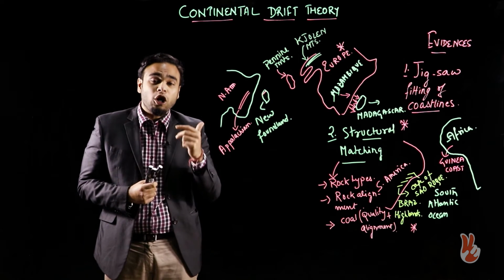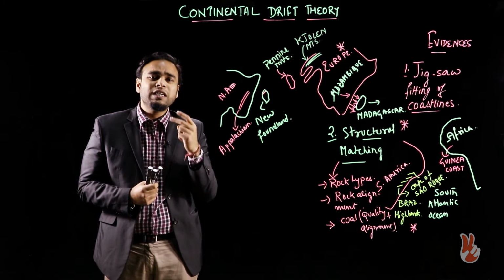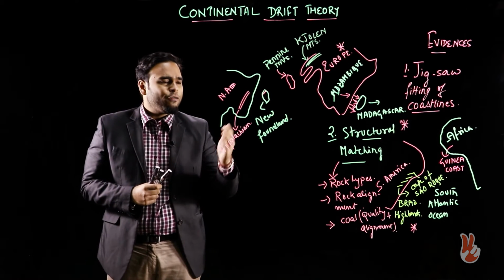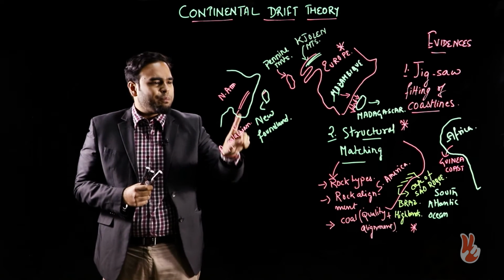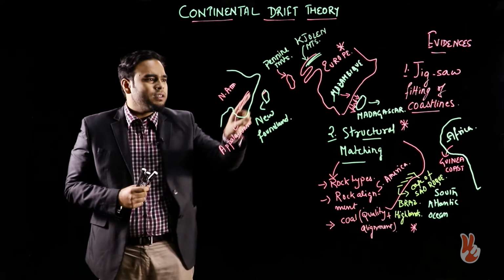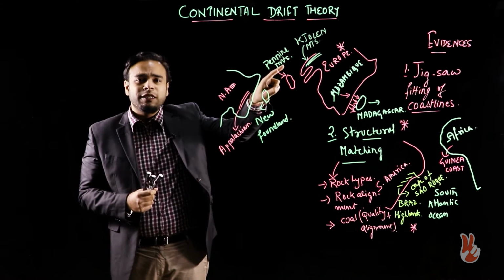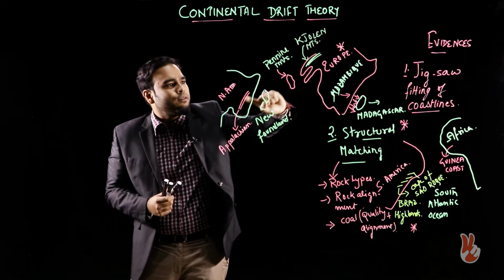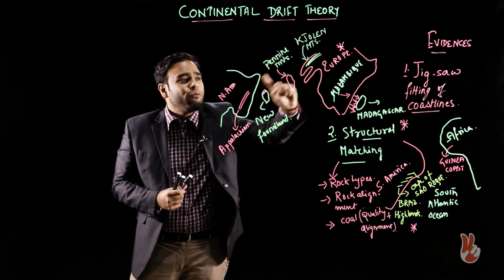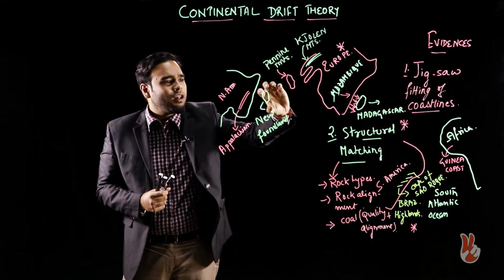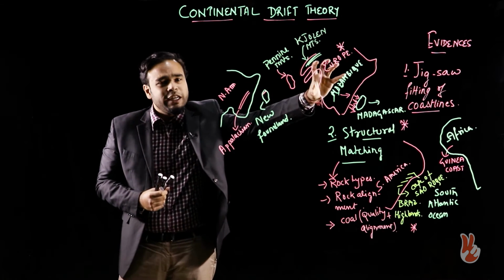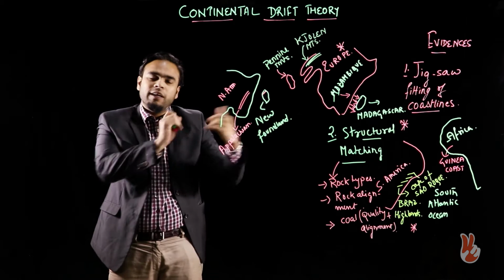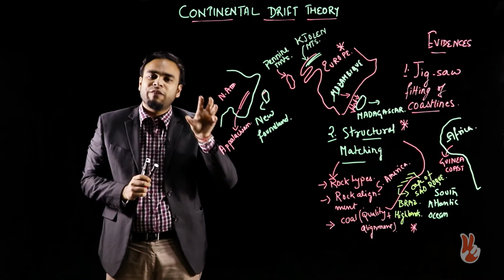Second, he talked about rock alignment. Now what does he mean by rock alignment? If you look at the Appalachian, it extends into Newfoundland, then into the Pennines and the Scottish Highlands, and then into the Jylland Mountains. Now this forms an arc. Fine. Now when will it have an arc? Only if all these land masses were initially part of the same continent. So this was another example which was given by Wegener.